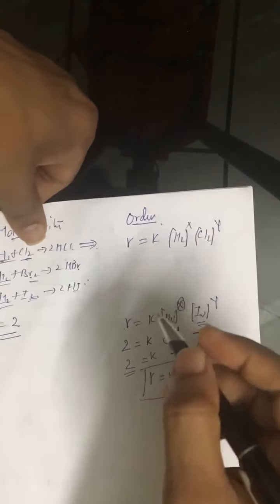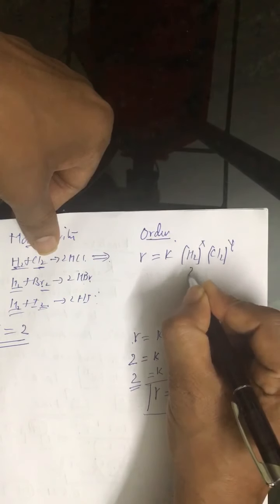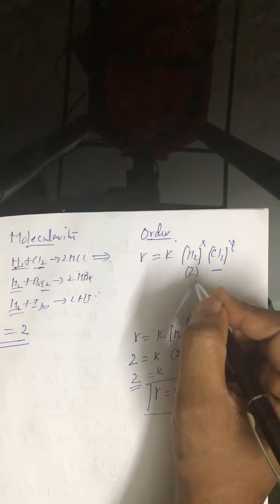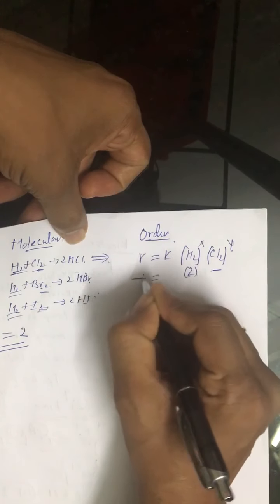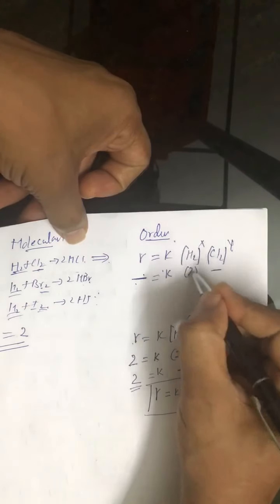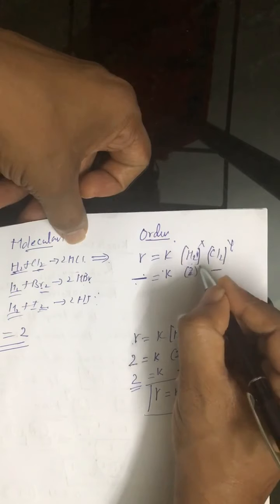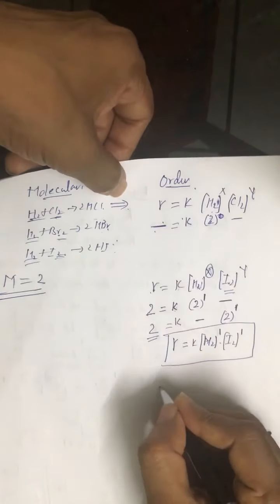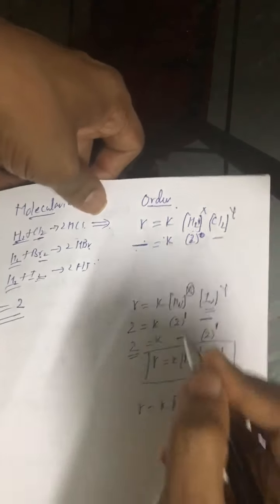Now look at this case here. When this practical is performed, the hydrogen concentration is doubled, the chlorine concentration is kept constant, and it was observed that the rate of reaction is not at all affected. That means change in concentration of hydrogen is not affecting the rate. So the value of X must be 0. On the basis of this, you can now write the rate law: R is equal to K, H2 to the power 0.